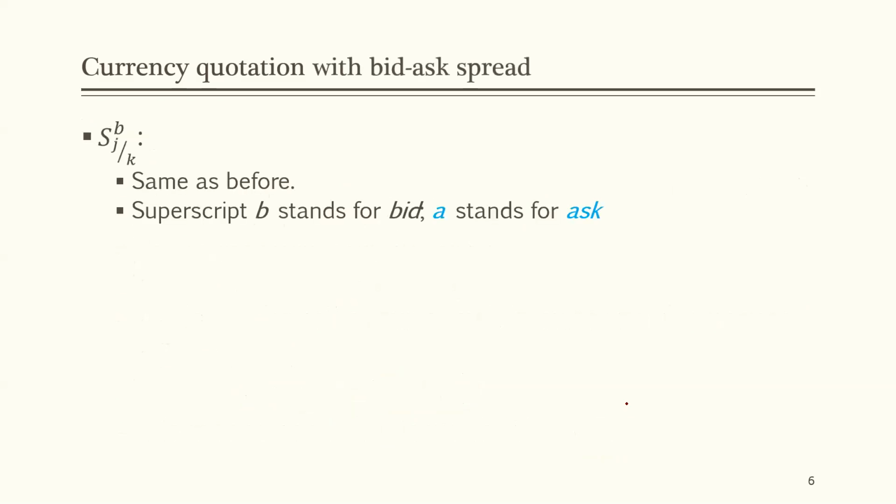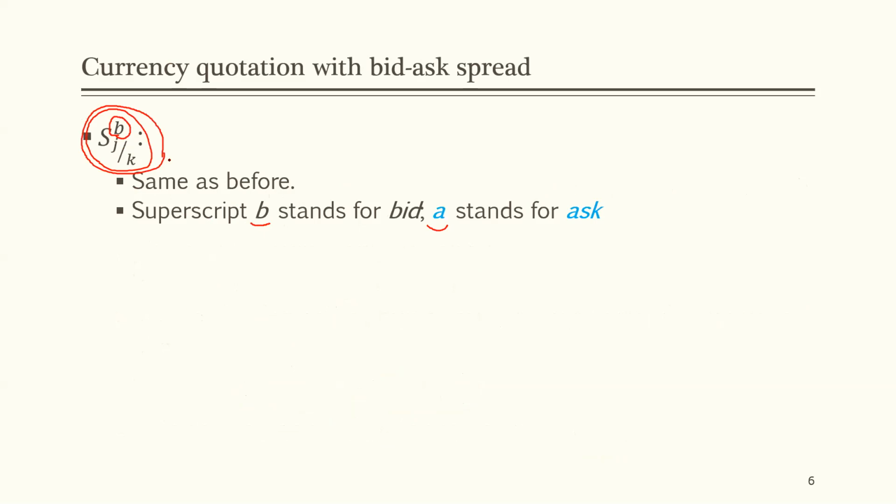So with the bid and ask prices, the notation will be the same, except that I'm going to introduce a superscript here, okay? So I have S_J/K as before. Now I'm going to introduce the superscript B for bid and superscript A for ask, okay? So how am I going to interpret this number?